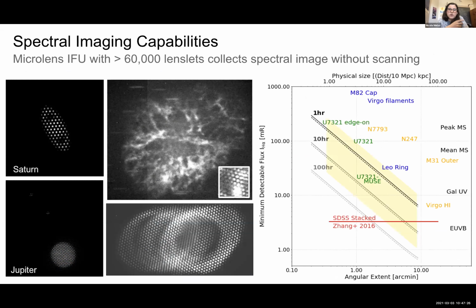So how does CHaS work? It's fed by a microlens array without fibers. It's just the microlens, and it has 60,000 lenslets that collect a spectral image without the need to scan. If you have the microlens array with the spectrograph optics and no grating, you get this pointillism image of your target. You see here some early observations we took of Jupiter and Saturn.